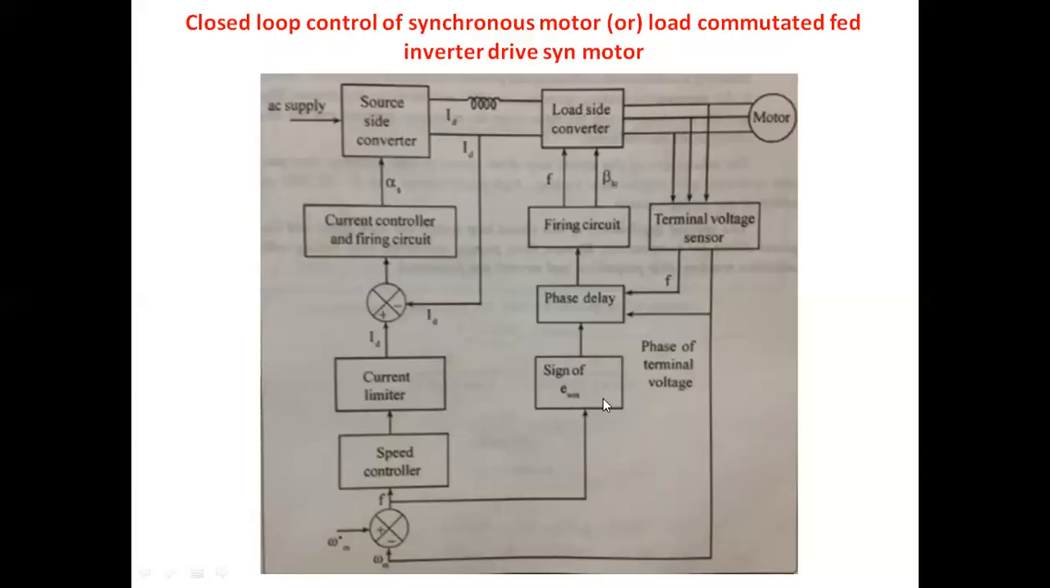With the help of sin(omega m), we are converting into a variable frequency value. We already measured the actual frequency from the system. With the help of the phase delay, we are comparing the two frequency values. We get the error frequency. With the help of that frequency, the switching pulses are generated from the firing circuit for the inverter circuit. For the load side converter, we generate the firing pulses based upon the frequency value. For the source side converter, we generate them based upon the current and speed. So this is the closed loop operation of the synchronous motor drive, otherwise called the load commutated inverter fed synchronous motor drive.